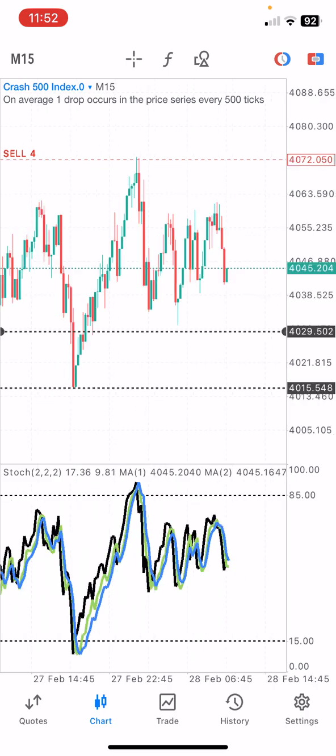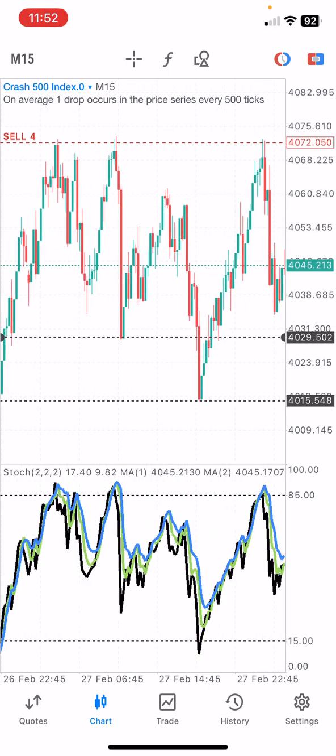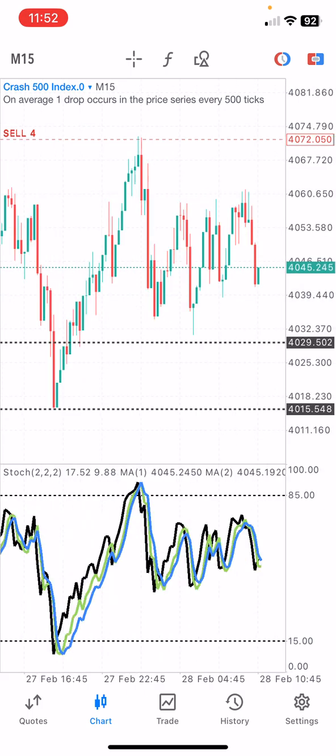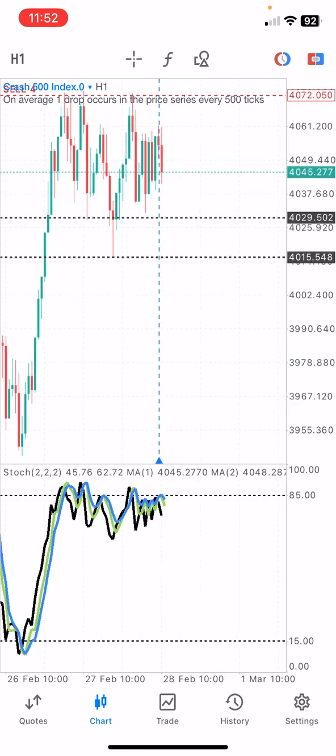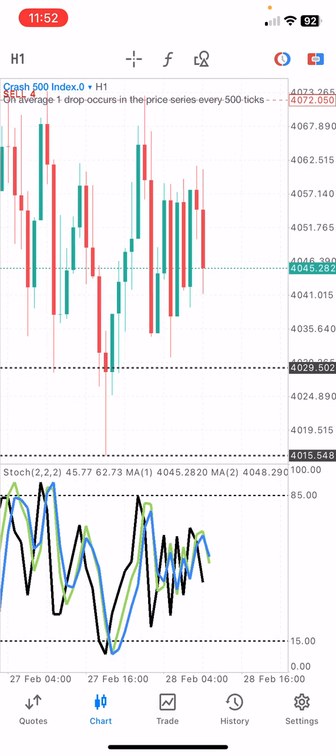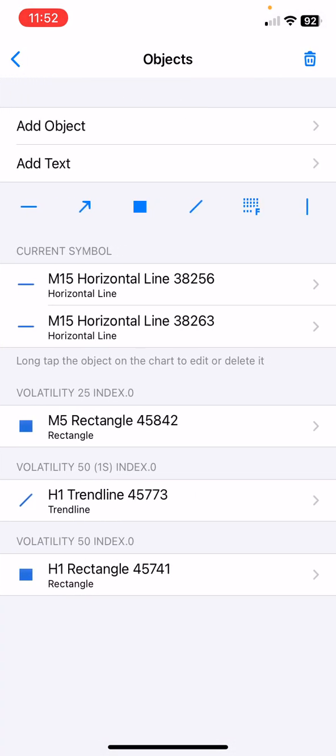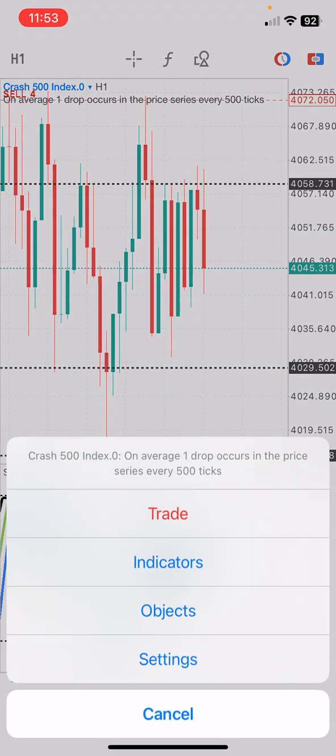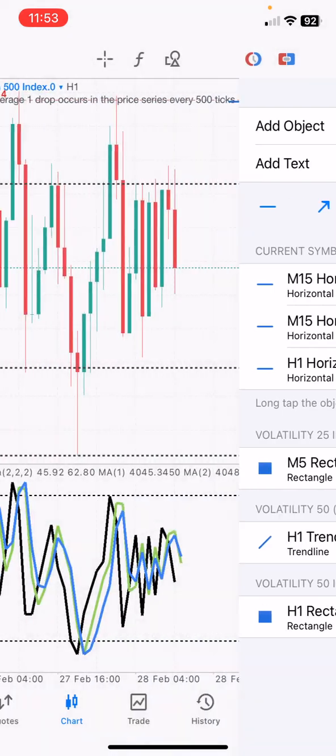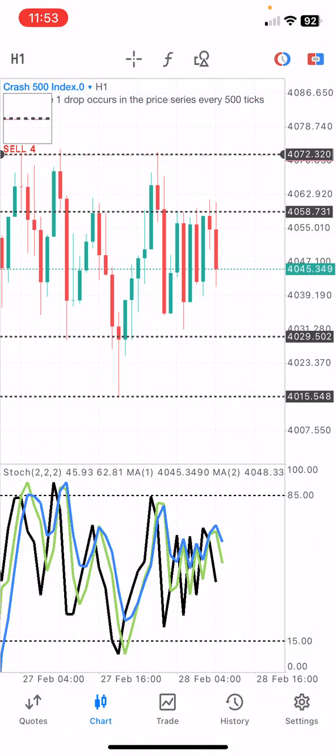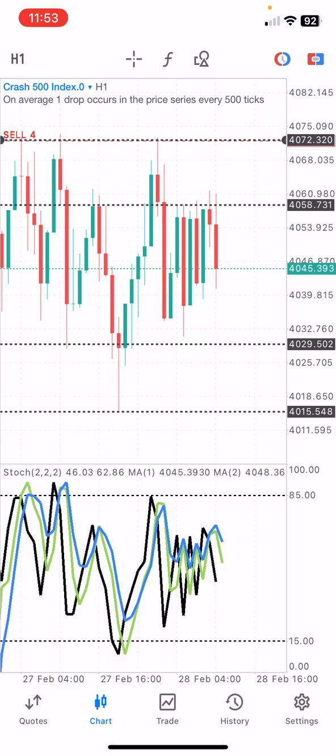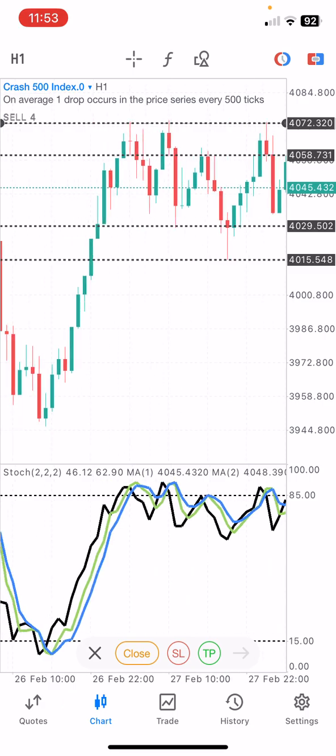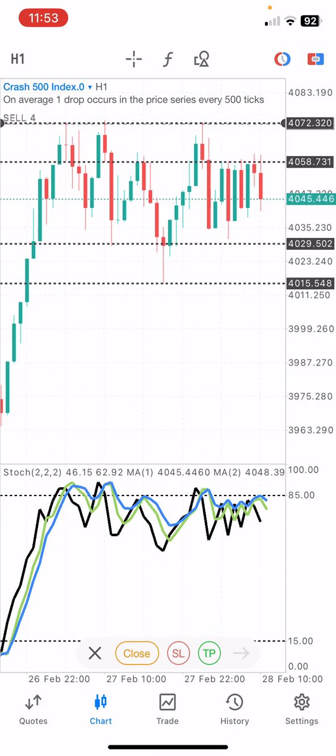Okay, so now I do use this strategy to catch spikes. Using this strategy to catch spikes is very simple. Whenever you come to the chart and you want to take a trade, the first thing you want to do is go to your 1 hour time frame. On the 1 hour time frame, you use your horizontal line to mark out your support and resistance areas. Remember, we are on Crash, so we are going to be selling, so that's why we have to mark out our resistance area.